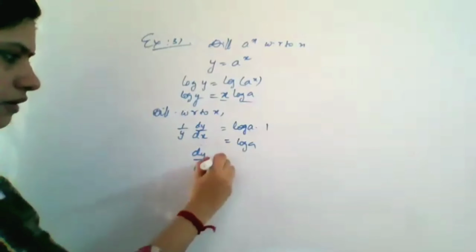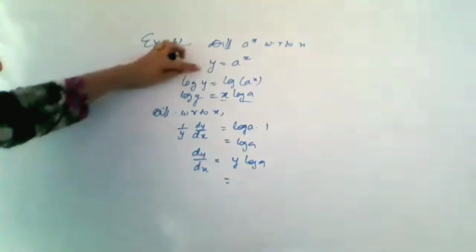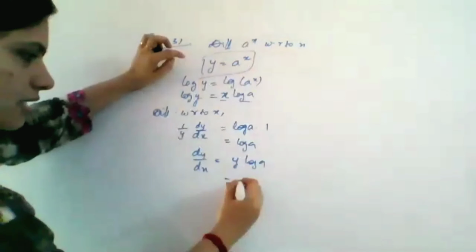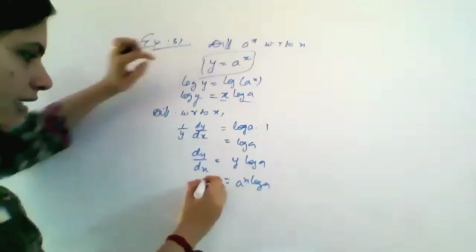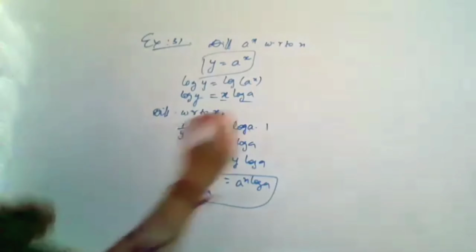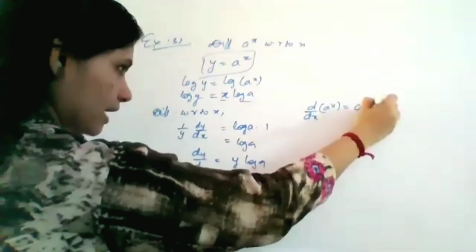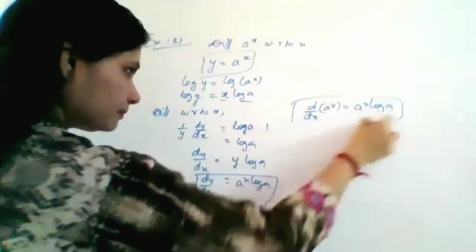You need to find out what is dy by dx. So you'll get y into log a. What is y taken as? A raised to x. So you'll get a raised to x log a. And this is actually a formula for the derivative of a raised to x. D by dx of a raised to x is a raised to x into log a.